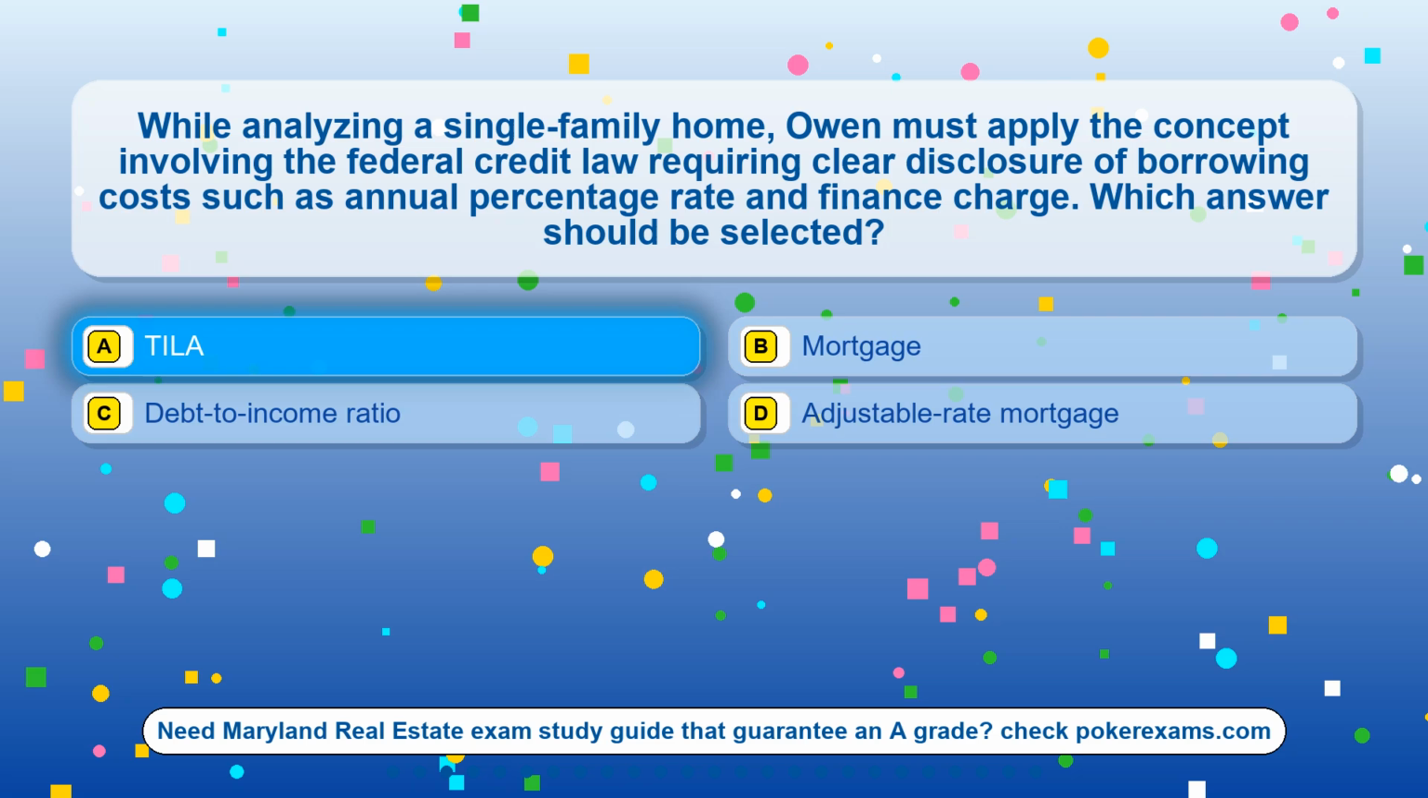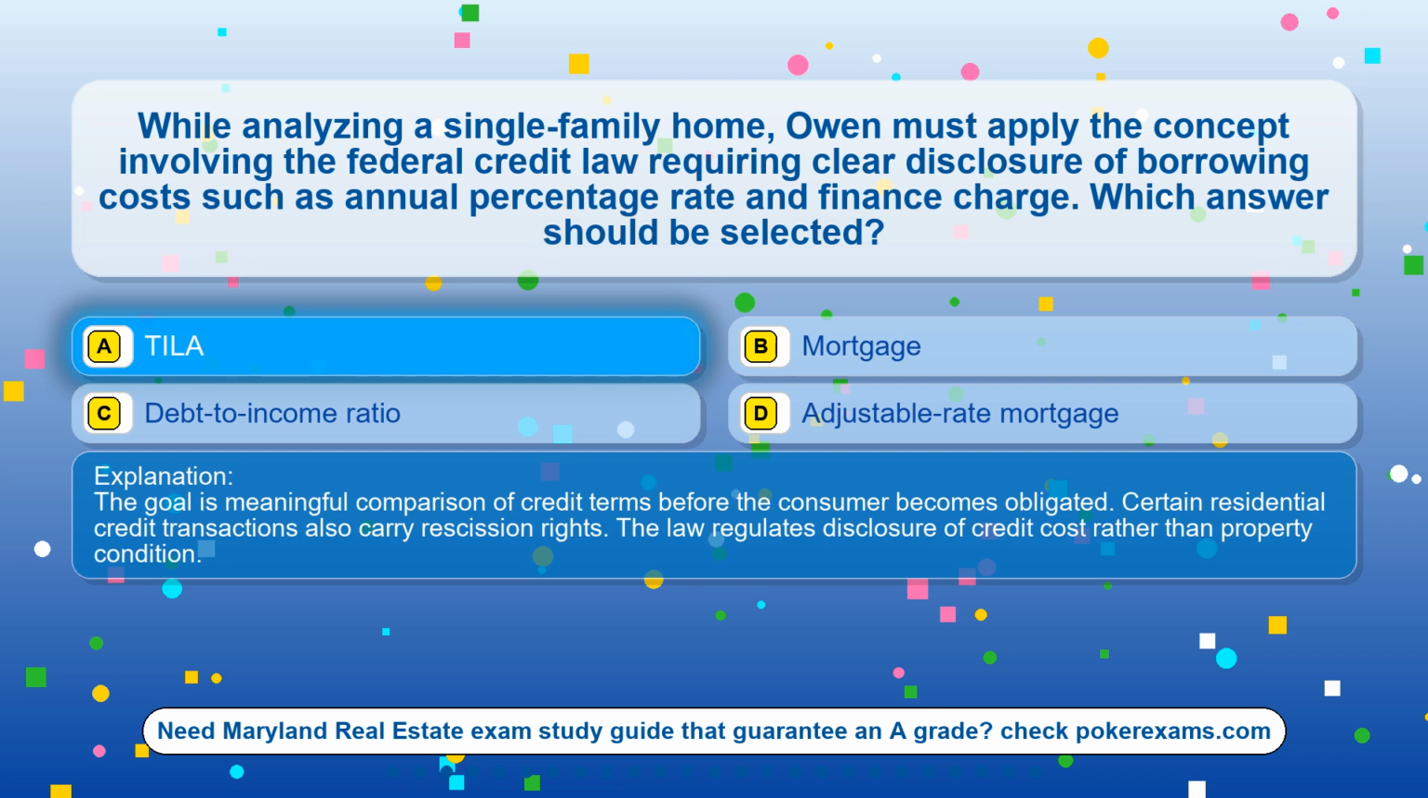The correct answer is option A, TILA. The goal is meaningful comparison of credit terms before the consumer becomes obligated. Certain residential credit transactions also carry rescission rights. The law regulates disclosure of credit cost rather than property condition.